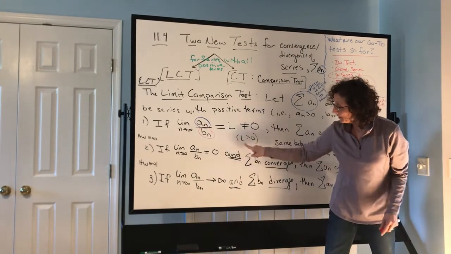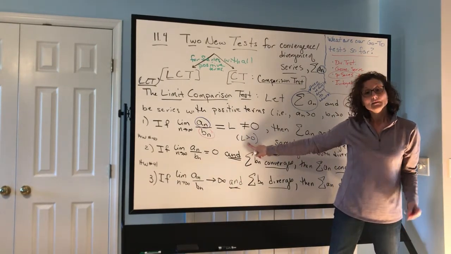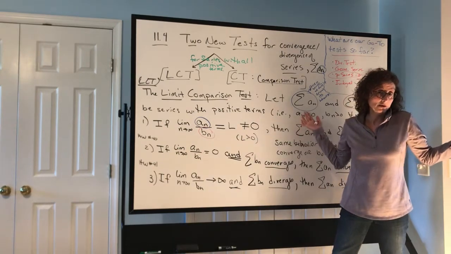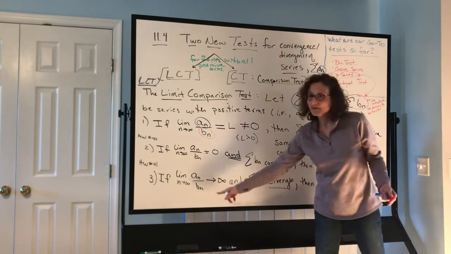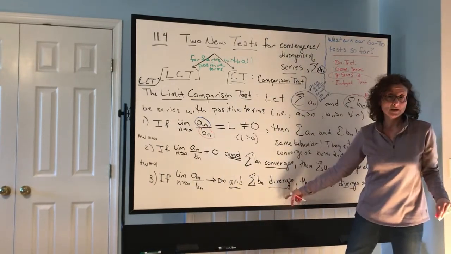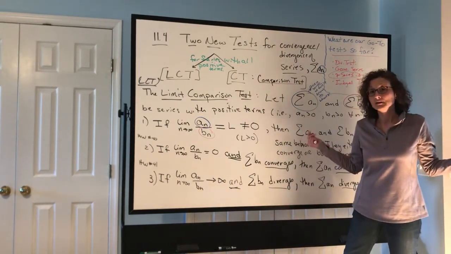You're always hoping that it's some non-zero number that's finite, because then you're golden, right? If it's 0, you have to make sure you had a convergent series. If it goes off to infinity, you have to make sure you had a divergent series. Otherwise, it tells you nothing. Yeah?